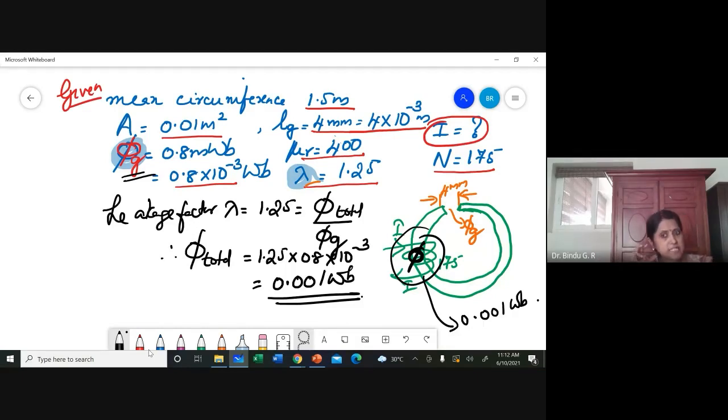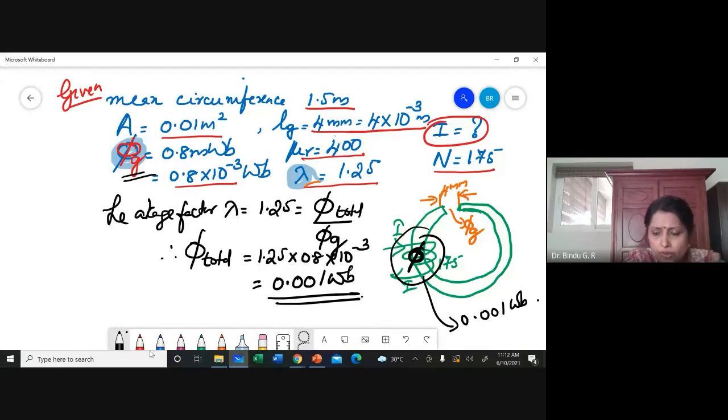This is the only difference between the data given in the previous question and this data. Instead of giving you the total flux phi produced by the MMF Ni directly, they have given you the leakage factor and the flux in the air gap. Fringing, etc. have been neglected. It is not mentioned at all.